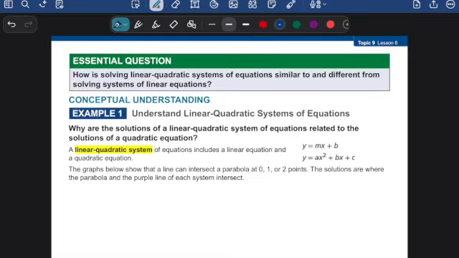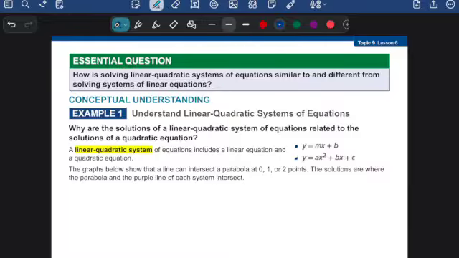So how is solving linear quadratic systems of equations similar to and different from solving systems of linear equations that we did in pre-algebra? Let's take a look at it. If we have a linear quadratic system, that just means one equation in the system is linear and one is quadratic where we have an x squared term. That's it. And we're still looking for solutions or where those two are the same value, where they intersect.